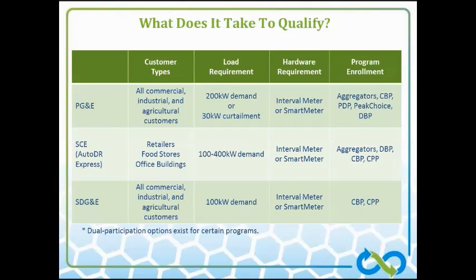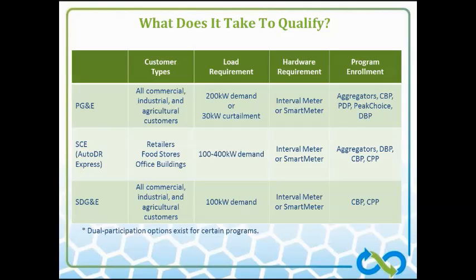In SCE, it's a little more restrictive. So SCE has exhausted their general AutoDR fund, but they still have the AutoDR Express, which at this point, like I said, there's $2 million available to retailers, food stores, and office buildings with demands of 100 to 400 kW. Once again, the hardware requirement is an interval data meter or a smart meter, and the available programs are any of the aggregator programs, demand bidding, capacity bidding, or critical peak pricing.